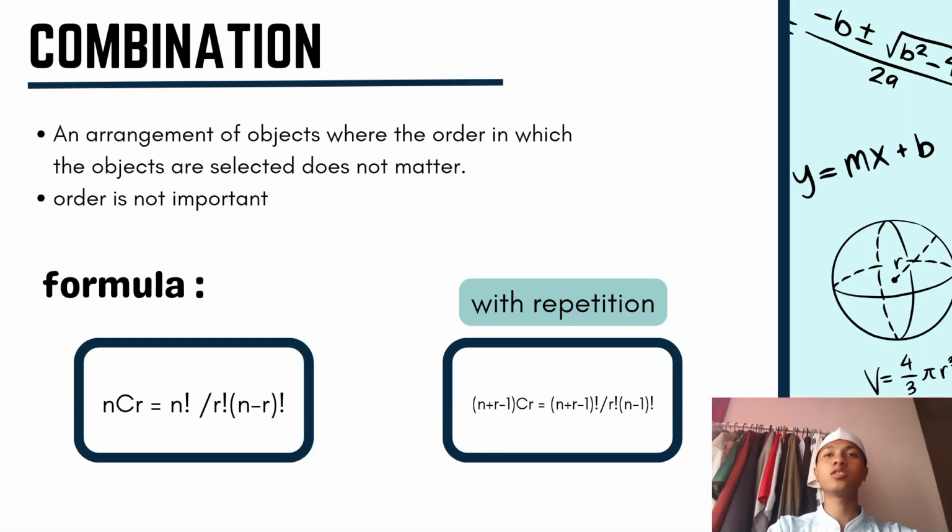Next, we go to the combination. Combination is an arrangement of objects where the order in which the objects are selected does not matter, which means the order is not important. So the formula is nCr equals n factorial divided by r factorial times (n minus r) factorial. Or with repetition, (n plus r minus 1)Cr equals (n plus r minus 1) factorial divided by r factorial times (n minus 1) factorial.